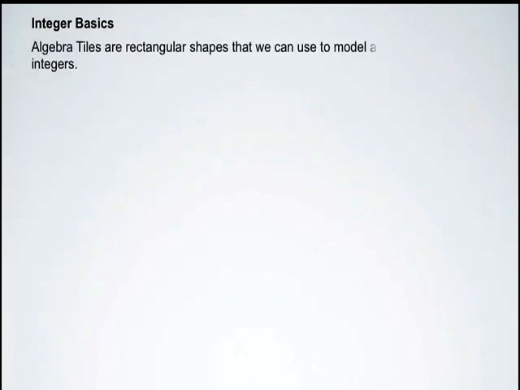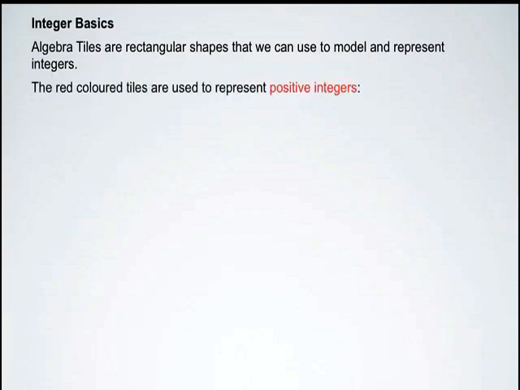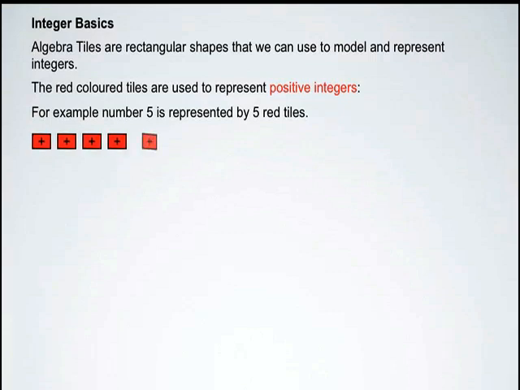So some more information about integers. We can use algebra tiles to model and represent integers, and algebra tiles are the different color rectangle and square shapes. Red colored tiles will be used to represent positive integers. So if I look at the number 5, I can represent that by using 5 red tiles. So 5 red tiles, if I see it, is the same as having a positive 5.